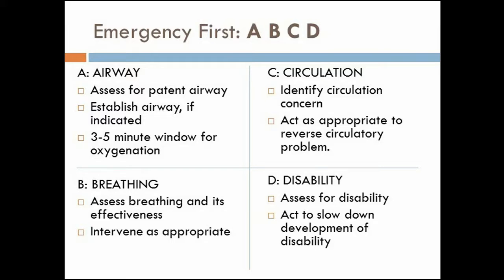In NCLEX style test questions, if there is an answer that's related to the airway, then it's top priority. It doesn't matter about the heart rate if your patient doesn't have an open airway. It doesn't matter if they're bleeding to death if they don't have a patent airway. So assess for patency, establish an airway, oxygenate. That even comes before breathing. So airway first, then breathing.